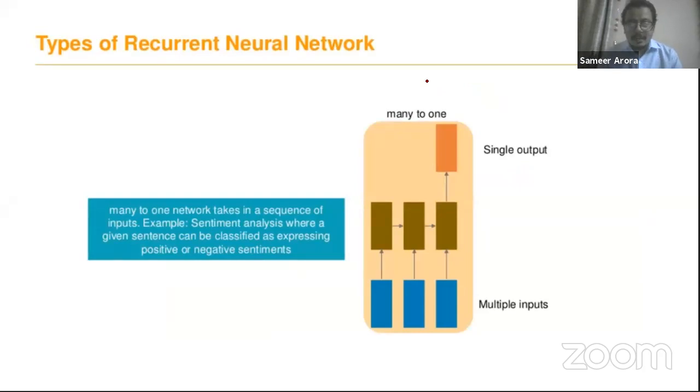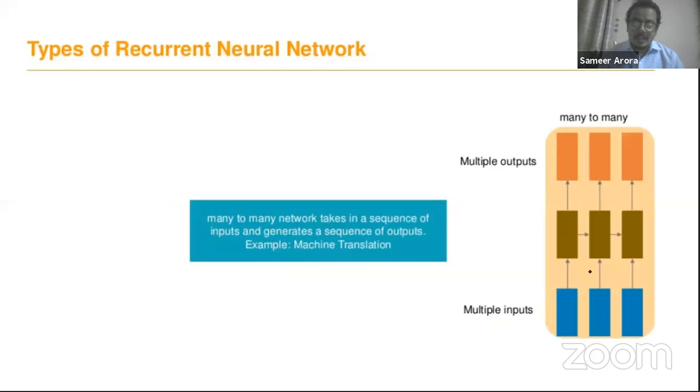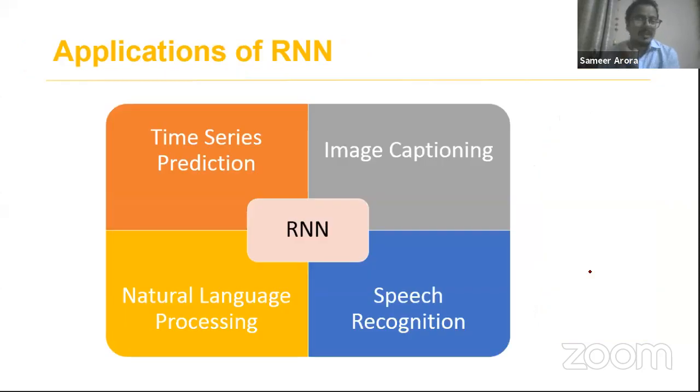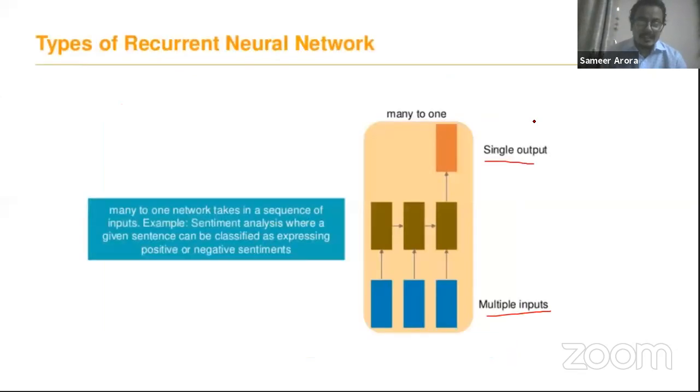Some of the other types of neural network are where we are providing multiple inputs and getting a single output, and another one where we are providing multiple inputs and getting multiple outputs. I will explain it with the help of different applications of ANN. When we say time series prediction, what would be the type of neural network? There could be the case where we are providing multiple inputs, or a single input with multiple data points, and we are getting a single output. So this would be the first type which we discussed as the vanilla neural network.